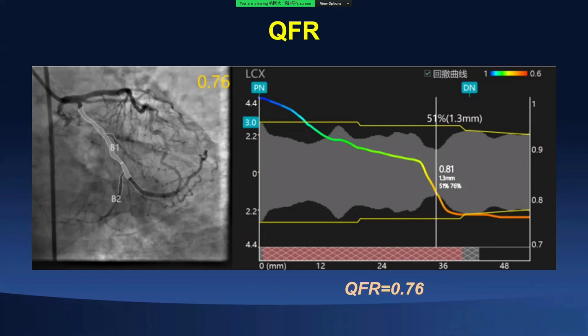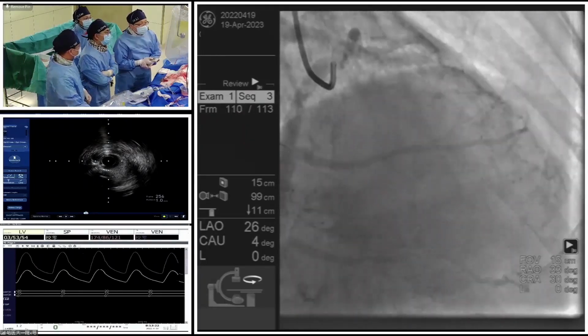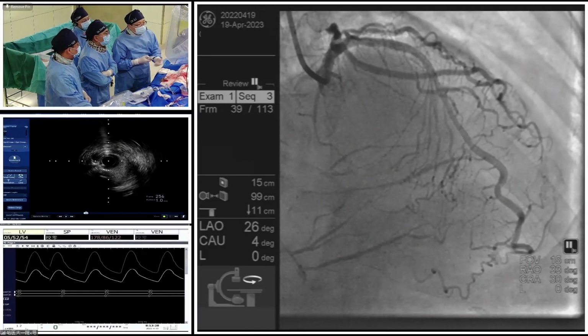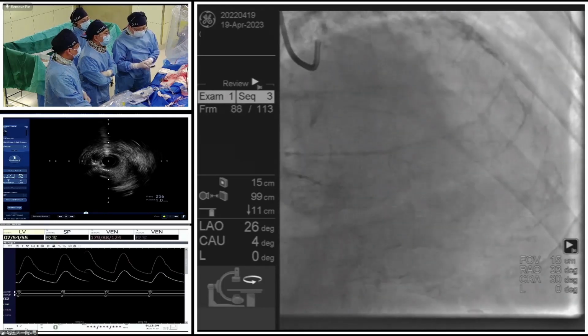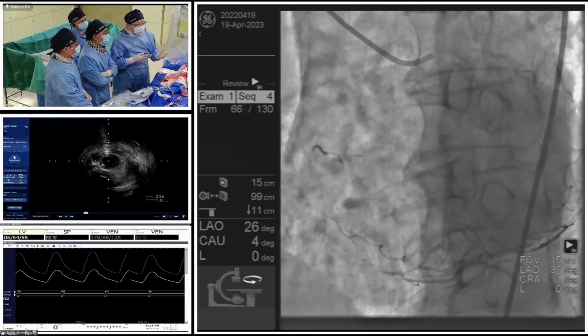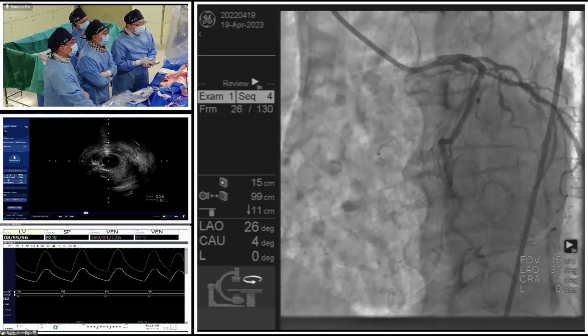This is the epicardial view of the circumflex. We can still see a diffuse lesion in the proximal and middle portions of the circumflex, which is relatively large. This is a RAO cranial view, and we can see the LAD. We can see several septal channels to the distal RCA. This is the LAO view, where we can see the collateral channel from the left coronary artery to the right coronary artery.